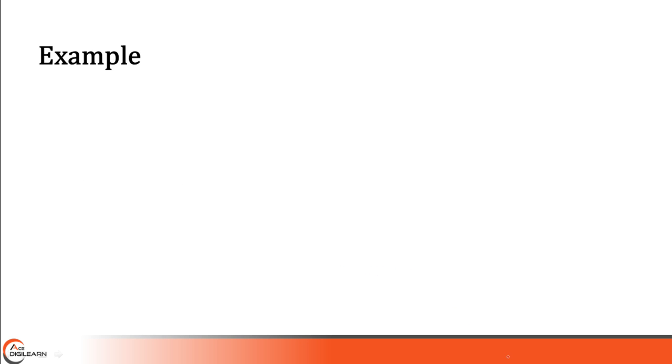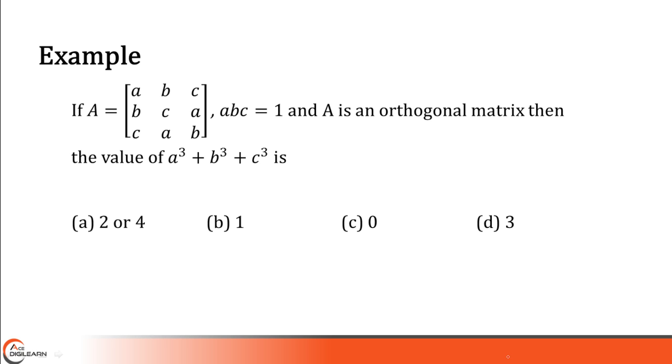Next example. A is a matrix with rows a b c, b c a, c a b, and given the product abc equals 1, and A is an orthogonal matrix, then find the value of a cube plus b cube plus c cube. Look at the options. The right answer is 2 or 4. Let us see the solution.